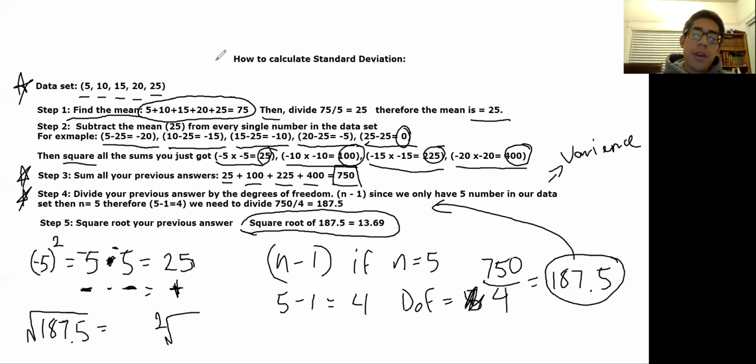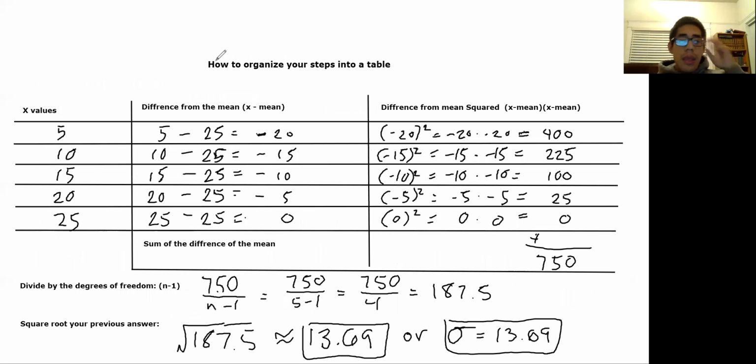Here's another way for you to organize it. Now what I did was I made a chart, to organize all your information. We know that our mean is 25 because we calculated that in the previous problem. This is still the same problem. I'm just showing you how I would organize it.